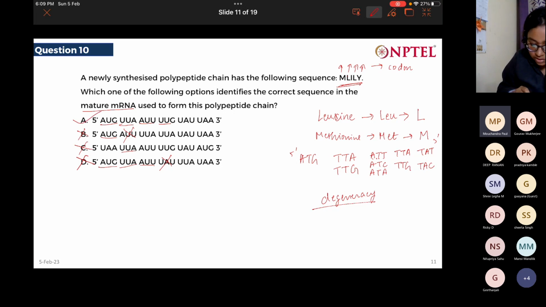As we'll see, UAU, that is TAT, is present. This is coding for tyrosine, and then this is the stop codon. Stop codon will be present. What is the role of the stop codon? It tells the protein synthesis machinery to stop here, but it doesn't code for any amino acid itself. So whatever polypeptide sequence you get will be before the stop codon. So this is your answer. Option A is your answer.